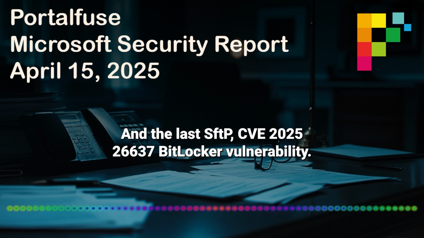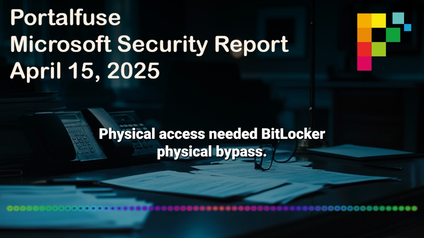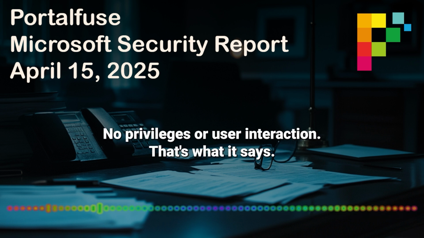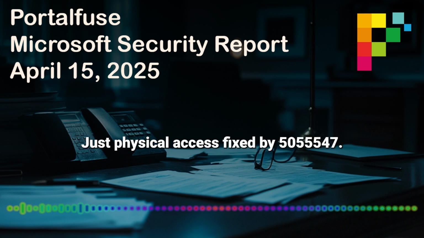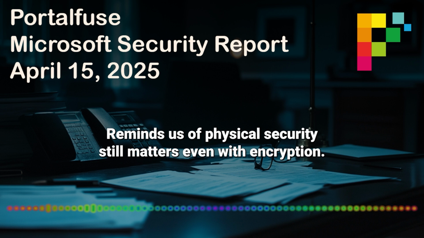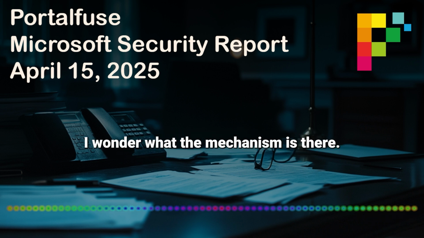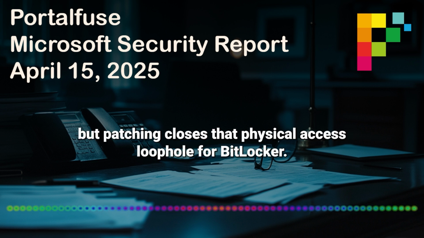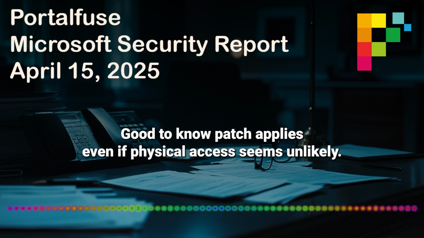And the last, SFB. CVE-2025-26637. BitLocker vulnerability. Physical access needed. BitLocker physical bypass, no privileges or user interaction. That's what it says, just physical access. Fixed by 5055547. Reminds us that physical security still matters, even with encryption. Wonder what the mechanism is there. Yeah, details aren't given, but patching closes that physical access loophole for BitLocker. Good to know. Patch applies even if physical access seems unlikely.